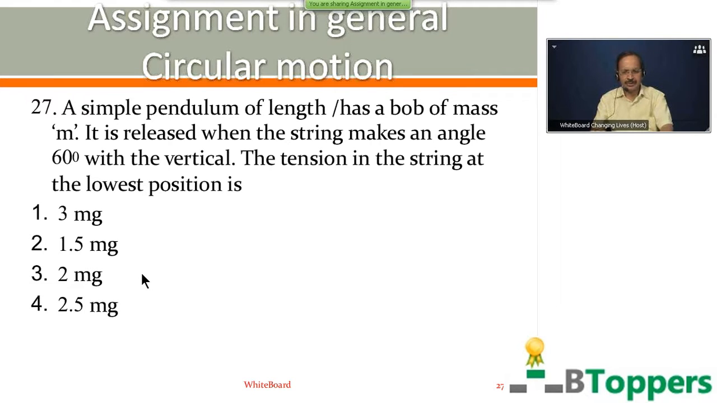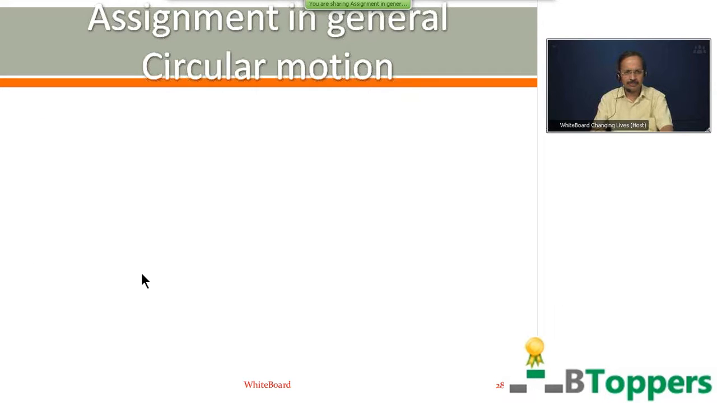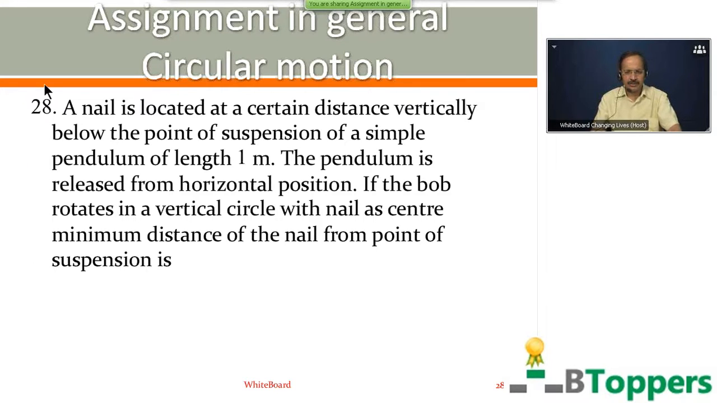I am going to show the next question on screen. See the question number 28. A nail is located a certain distance vertically below the point of suspension of a simple pendulum of length 1 meter. The pendulum is released from horizontal position. The bob rotates in a vertical circle with the nail as center. Minimum distance of the nail from point of suspension is.